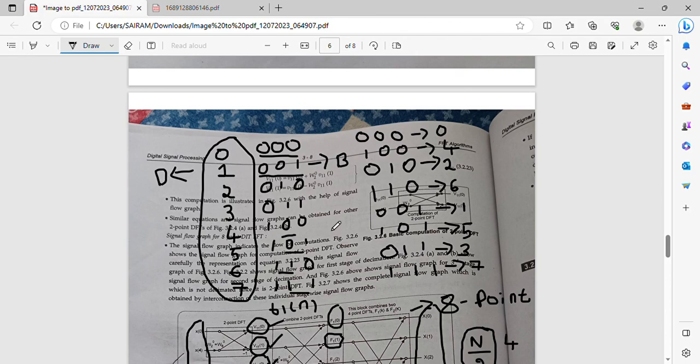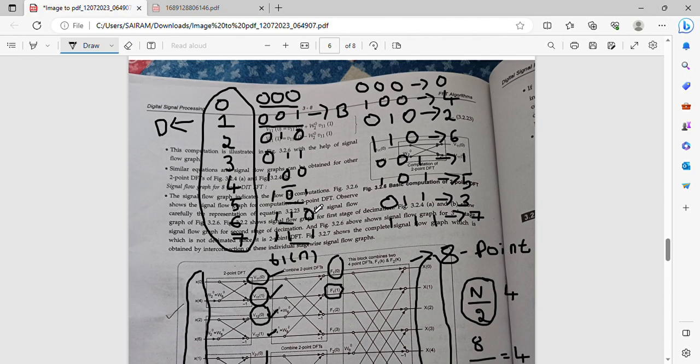You understood? Yes. So you're going to have decimal values 0 to 7 only, because it's an 8-point DFT. So for an 8-point DFT, it should be the values from 0 to 7. Take the values 0 to 7, write their binary values, and do the bit reversed order, and see what you get. This is the process you are supposed to do. I guess you got it, right?